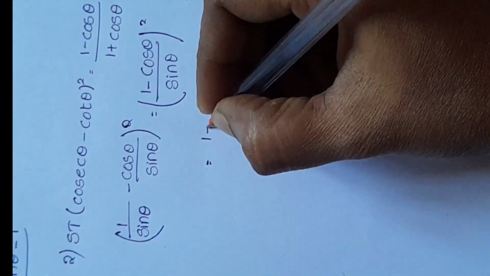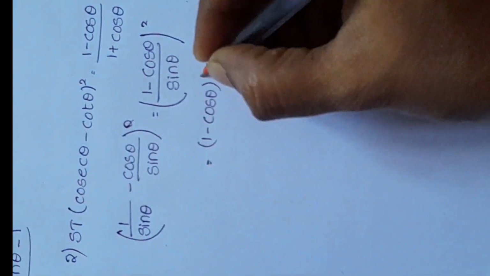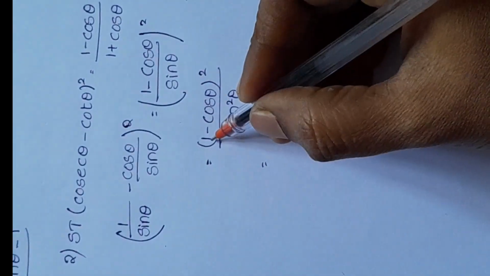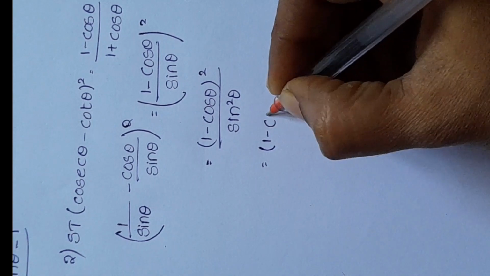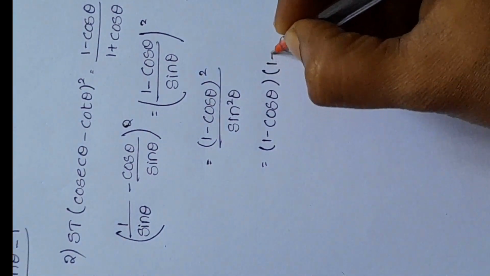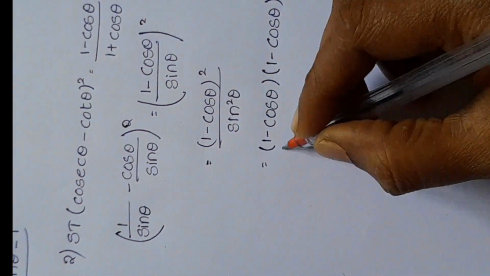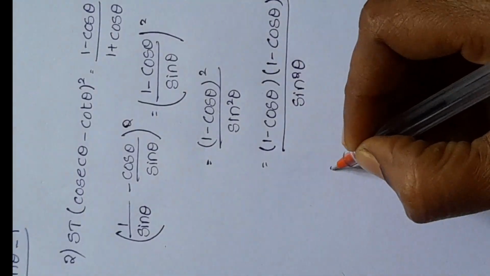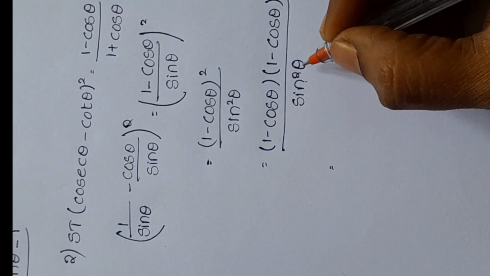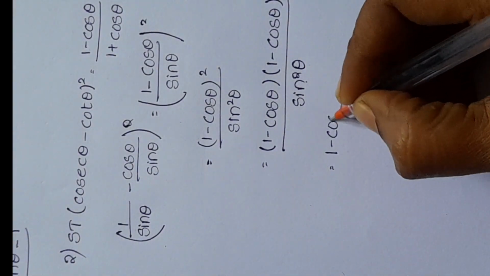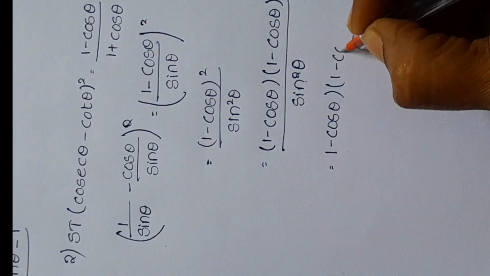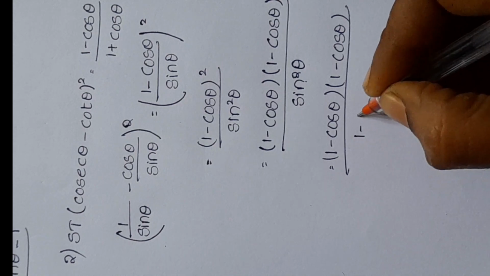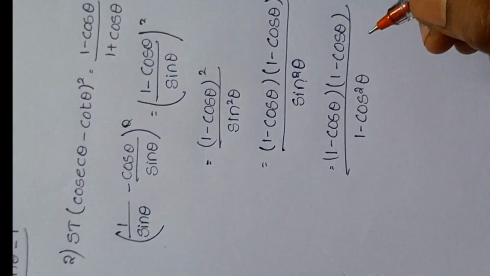The next step is (1 minus cos theta) whole square by sin square theta. Now this can be written as A minus B whole square is (1 minus cos theta) into (1 minus cos theta) by sin square theta. Now this sin square theta can be written as 1 minus cos square theta. So (1 minus cos theta) into (1 minus cos theta) by sin square theta can be written as 1 minus cos square theta.